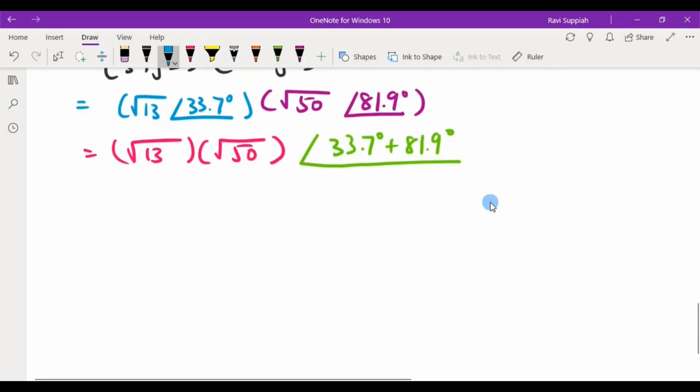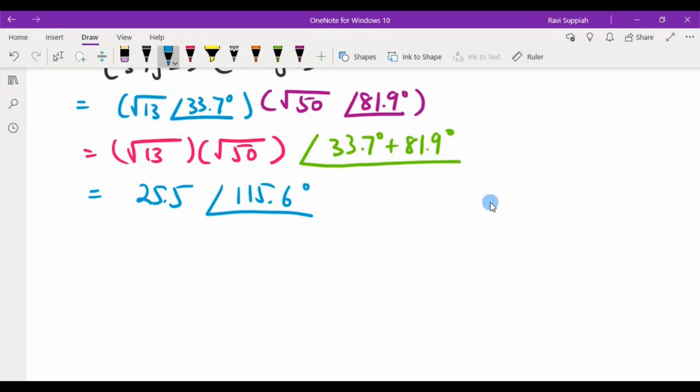Okay, so the rest you need to put in your calculator. So what you will get here, square root 13 times square root 50, you get 25.5. Okay, and the angle you will get is 115.6 degrees.